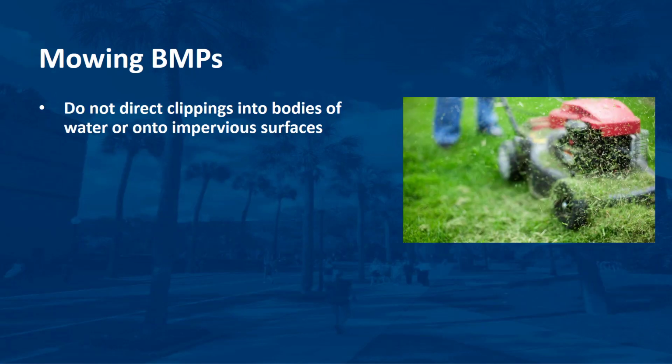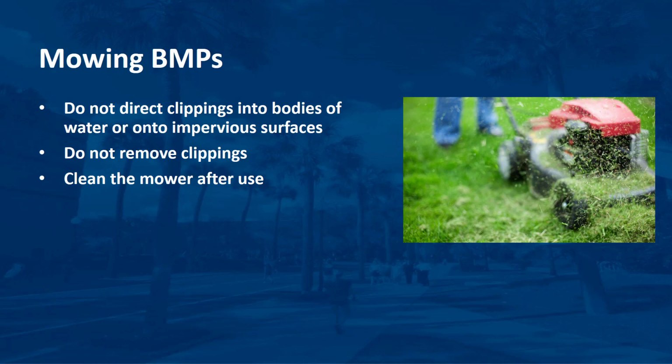Do not direct clippings into bodies of water or onto impervious surfaces. Remove any clippings that are blown onto sidewalks, driveways, and other impervious areas. Do not remove clippings. If clumping occurs, distribute the clippings by remowing or by lightly raking. You can also use a leaf blower to distribute clippings. Clean the mower after use to reduce rusting and weed seed movement.